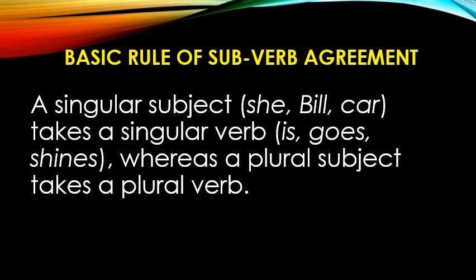Now, what is the basic rule of subject-verb agreement? The basic rule is with a singular subject, we always use a singular verb. And with a plural subject, we always use a plural verb. For example, she goes. Now, she is a singular subject. She goes to temple. Another example, they. They is a plural subject. They go to temple. So goes is a singular verb and go is a plural verb.